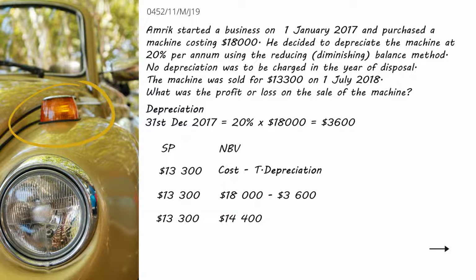Now how much is the loss? It depends on the difference between the net book value and selling price, which is 1,100. We have done this. So this is how you solve this question. You don't have to do any T account. You can just do it by doing the difference between the NBV and selling price. Okay, let's look at the next question.